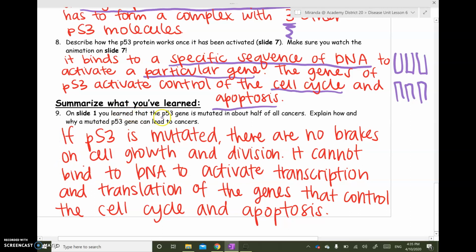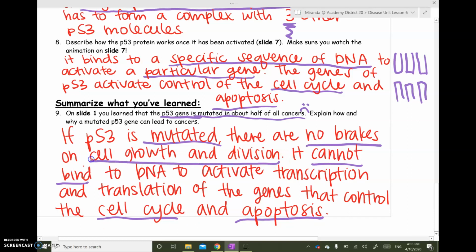On slide 1, we learned that P53 gene is mutated in about half of all cancers. This is bad. So explain how and why a mutated P53 gene can lead to cancers. So if P53 is mutated, there are no brakes on cell growth and division. It cannot bind to DNA to activate transcription and translation and the genes that control the cell cycle and apoptosis. Okay, so basically out of control growth and division, we know that this is tumors. So tumors will be allowed to grow if there is no P53.